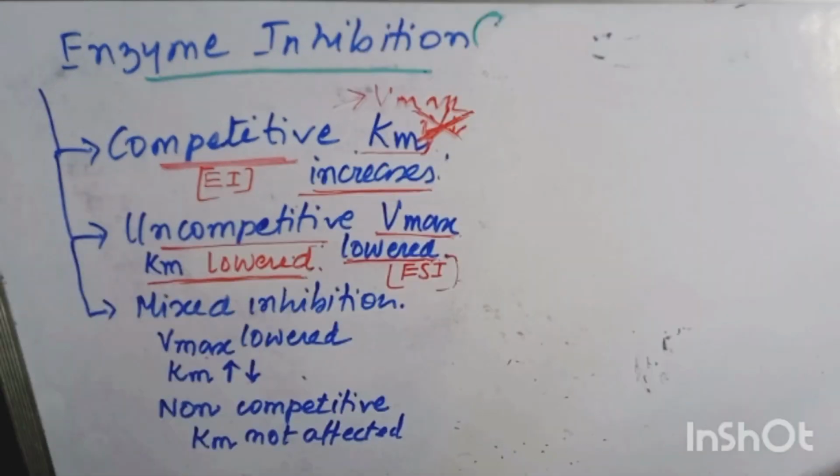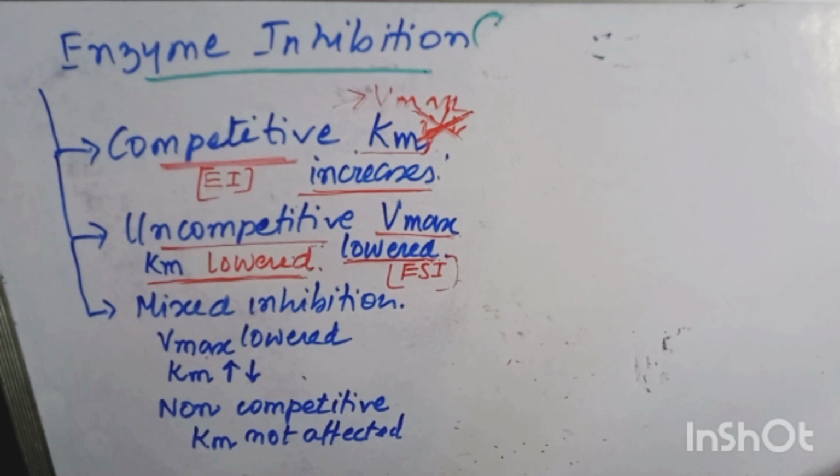Today I'll teach you enzyme inhibition and the three types of inhibition. First one is competitive inhibition. The second one is uncompetitive inhibition, which is kind of opposite of competitive inhibition. And the third one is a mixture of these two, the mixed inhibition. According to the properties, it resembles both the types, so we say it's mixed inhibition.